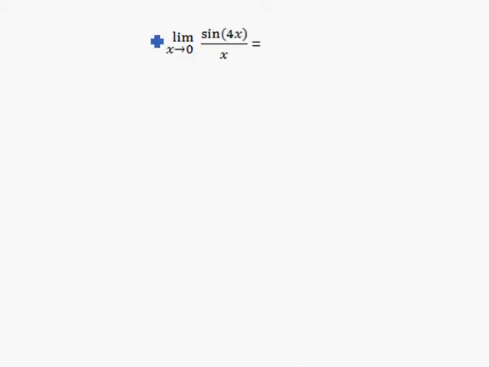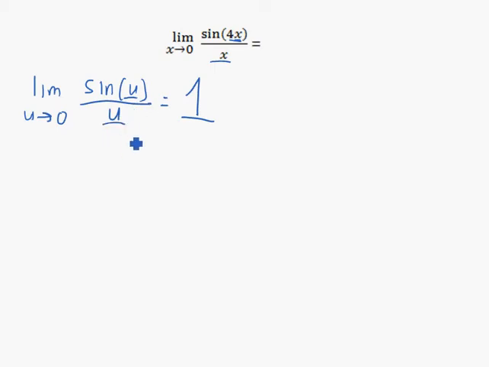The basic idea behind this little gem is that we need to use this rule, which I'm going to switch variables to u here for a second: if we have sine of something over the same thing, sine of u over u, and u is headed to 0, then that limit is 1. That's what we know. The problem with this limit that we're given is that we don't have the same thing inside and on the bottom like we do down here. We need a u and a u.